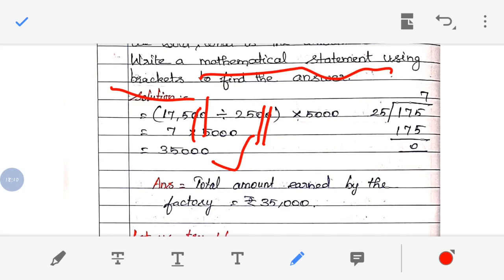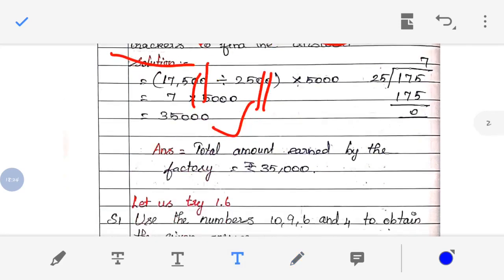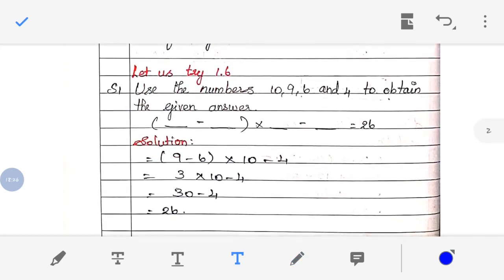Now can you understand? First you have to understand the question statement given in the question, then try to find out the answer. How we find it, that you have to think. So let's move on to the next question. This next question is taken from Let Us Try 1.6, the S1 question.